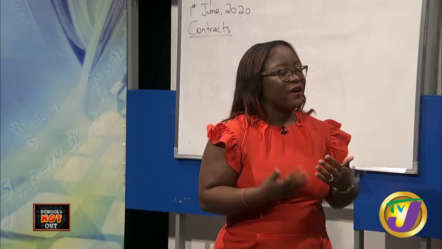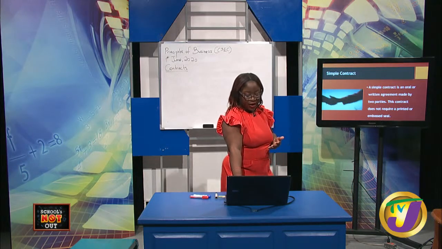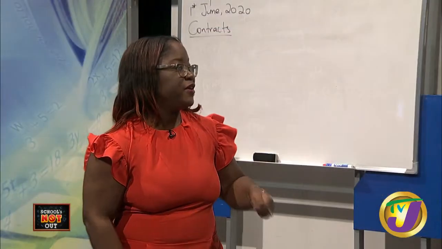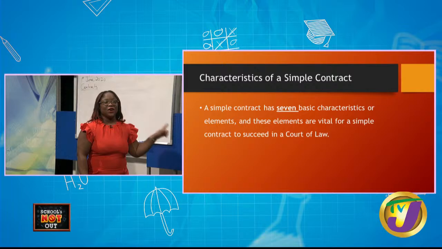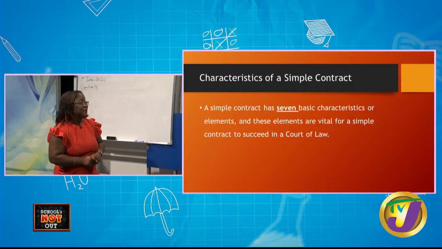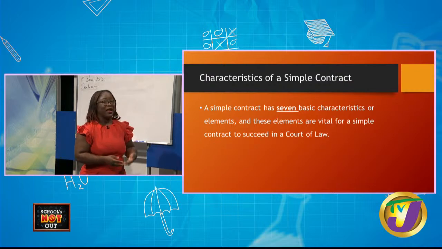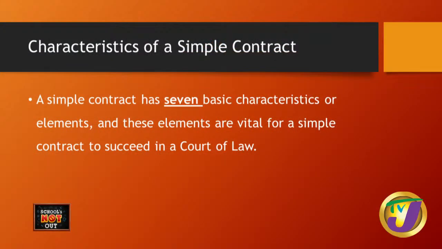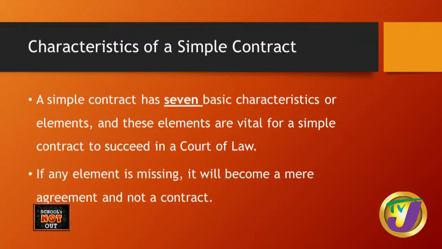So there are certain things that we consider when we talk about simple contracts and why a contract is referred to as a simple contract. So these are the things we consider. First and foremost, the first characteristic of a simple contract is that it has the basic principles or elements that make it vital. And without these basic elements, it's just an agreement. So we're going to be breaking down these characteristics of a simple contract. And as we said earlier, if any of these seven basic characteristics are missing, it is just a simple agreement and not a contract. So let's look at what these are.